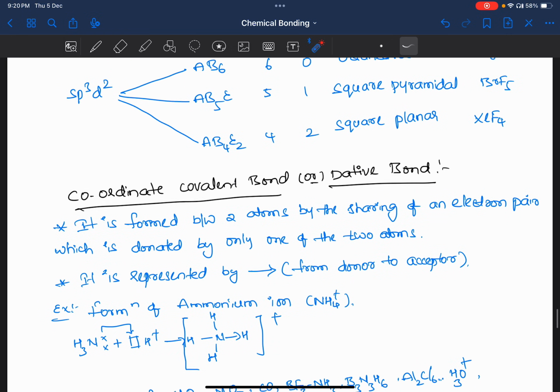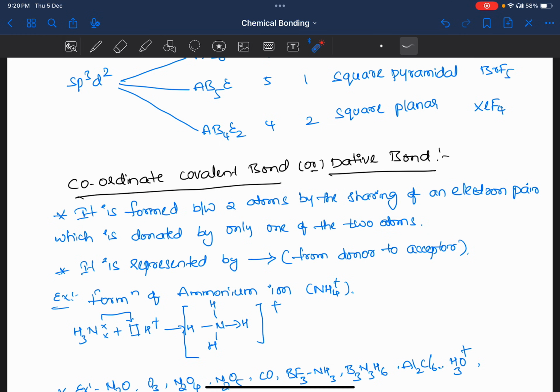And the next topic is the coordinate covalent bond, or dative bond. A coordinate covalent bond is also a type of covalent bond. How is a covalent bond formed? By sharing electrons. Here also electrons are shared, but those electrons are donated, contributed, by one of the atoms.